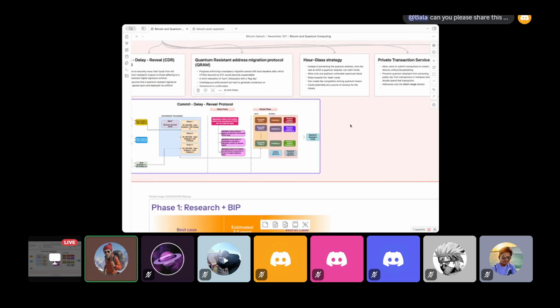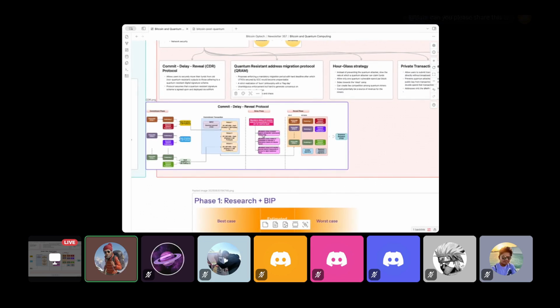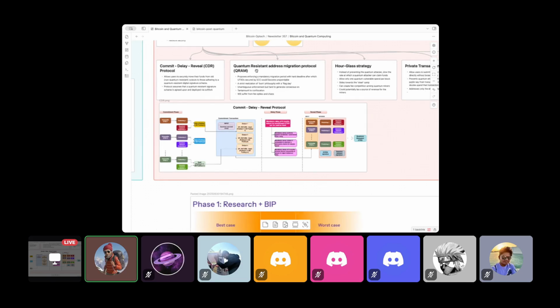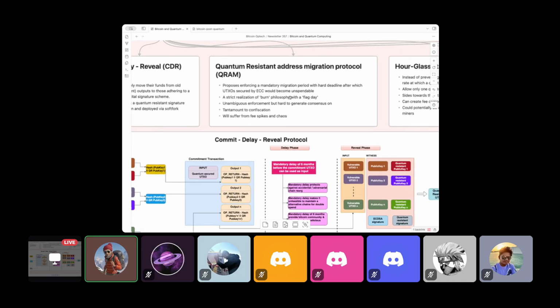So this is how the CDR protocol has been designed, and it is quite complex, but it is sort of a middle ground. It is sort of to the left of the QRAM protocol. QRAM is more like the extreme or right wing kind of approach. What we do in QRAM is you propose a flag day, and you say that after this flag day, if you don't migrate, all the UTXOs that are quantum vulnerable will become unspendable. The advantage with that is that it is unambiguous. This CDR is very ambiguous.